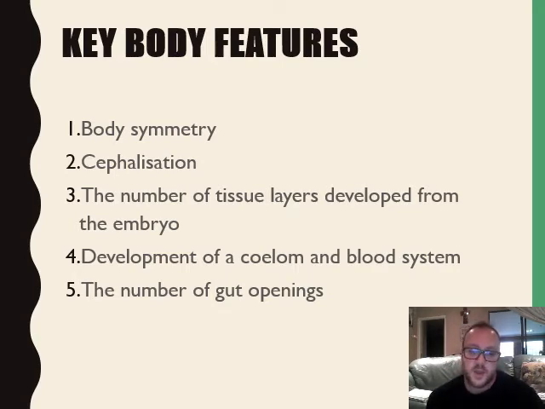Then the number of gut openings. So you have 2 gut openings. You have your mouth and your anus, whereas you have your sponges or porifera, they only have 1 gut opening. Then you have something like a jellyfish, which also only has 1 gut opening, so its mouth is its anus, where you have 2. So count yourself as lucky.